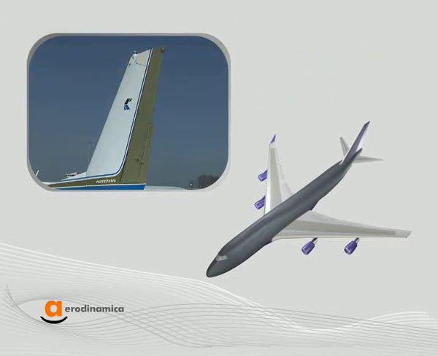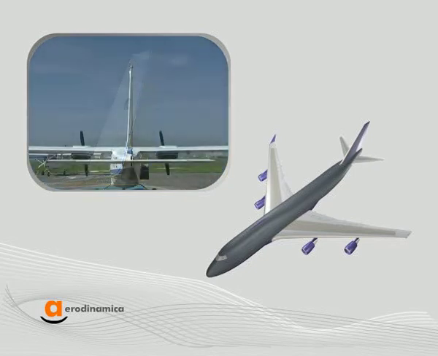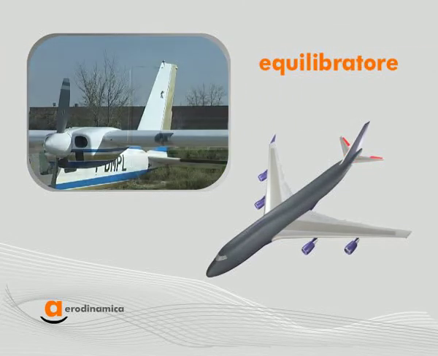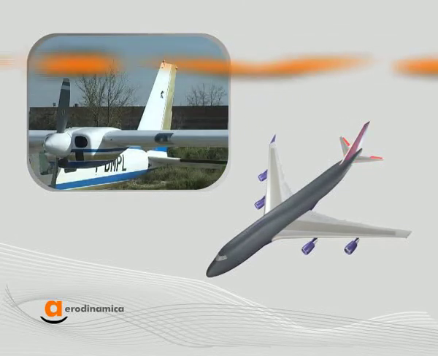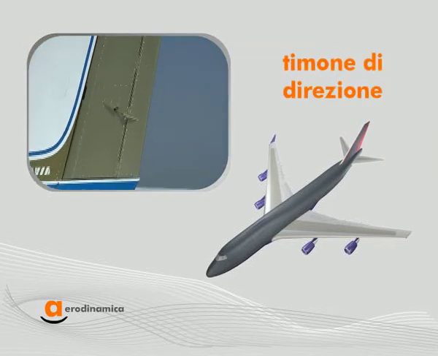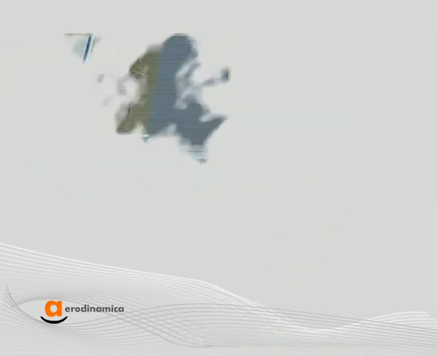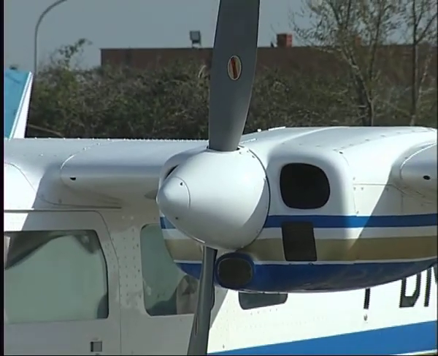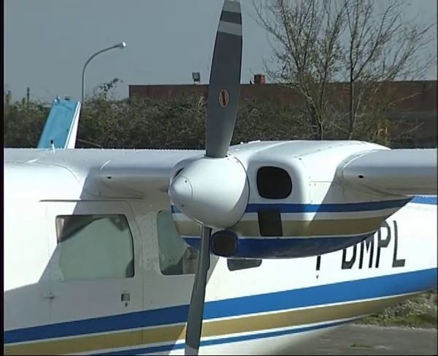Just like the wing, the tail surfaces have a fixed part and a mobile one. The fixed part of the horizontal tail is called stabilizer. The mobile part is called elevator. The fixed part of the vertical tail is called fin. The mobile part is called rudder. The movement of the mobile surfaces allows controlling the flight and keeping the airplane balanced.